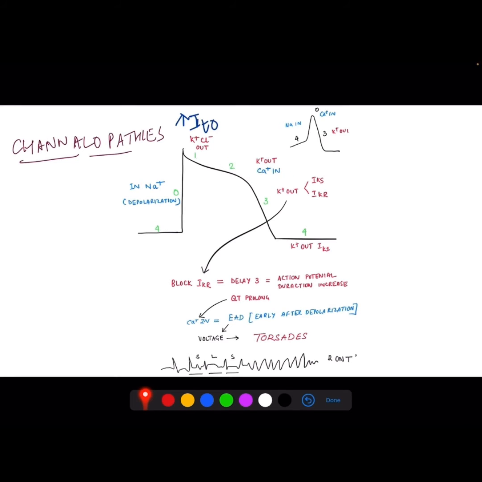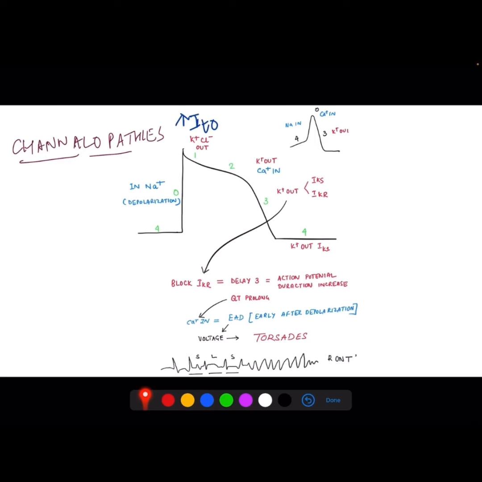calcium goes inside. So the positive charge inside and the positive charge outside lead to a plateau phase called phase 2. In phase 3, the calcium doesn't enter anymore and only potassium starts coming out. This is the rapid repolarization phase.